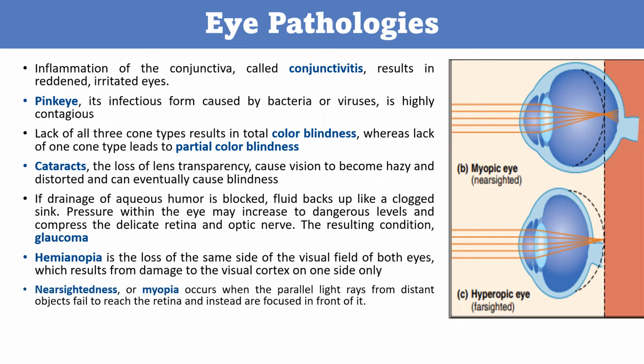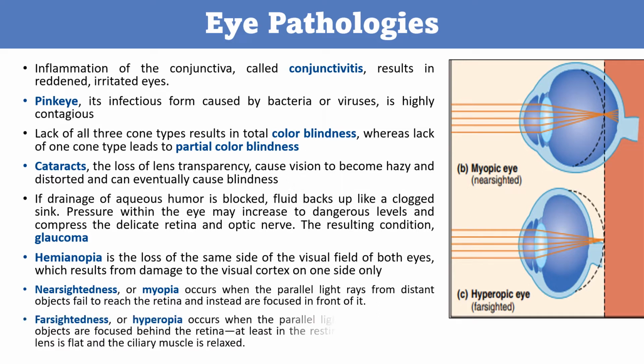Nearsightedness, or myopia, occurs when the parallel light rays from a distant object fail to reach the retina and instead are focused in front of it. Farsightedness, also known as hyperopia, occurs when the parallel light from distant objects is focused behind the retina, at least in the resting eye, in which the lens is flat and the ciliary muscle is relaxed. You can see in the diagram myopia, the nearsighted eye, and hyperopia, the farsighted eye.